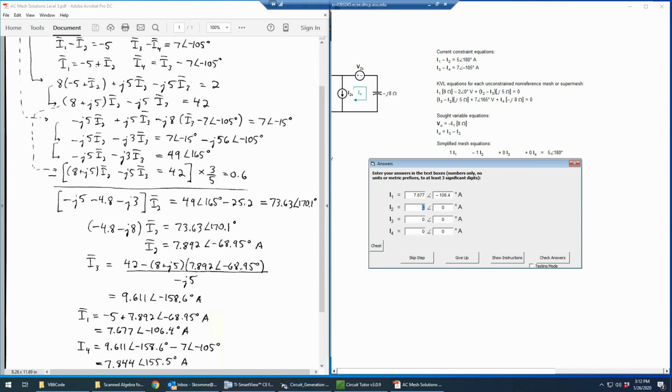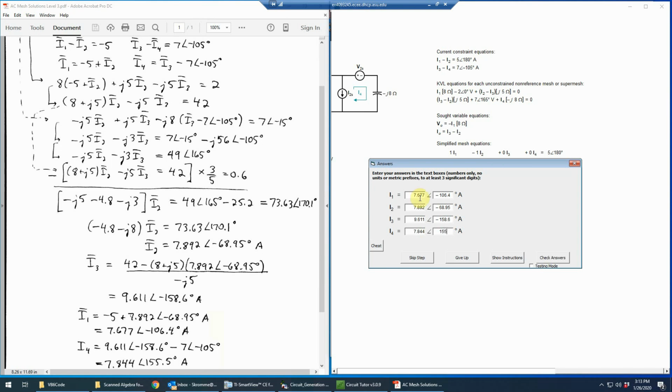And then the I2 bar was going to be the 7.892 angle negative 68.95. And then the I3 was going to be that 9.611 angle negative 158.6, using 4 digits for accuracy here. And I4 is that 7.844 times the 155.5.